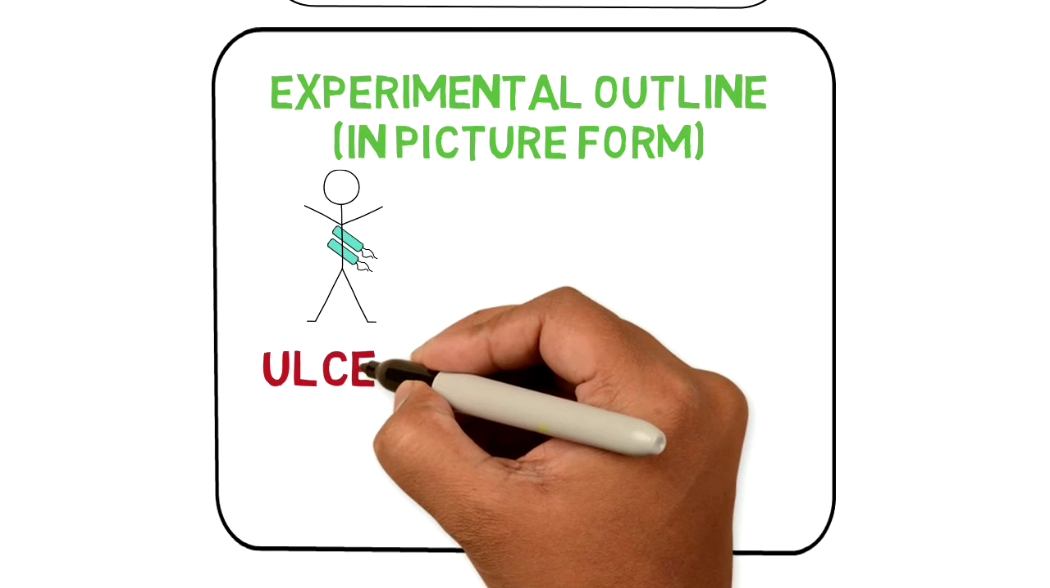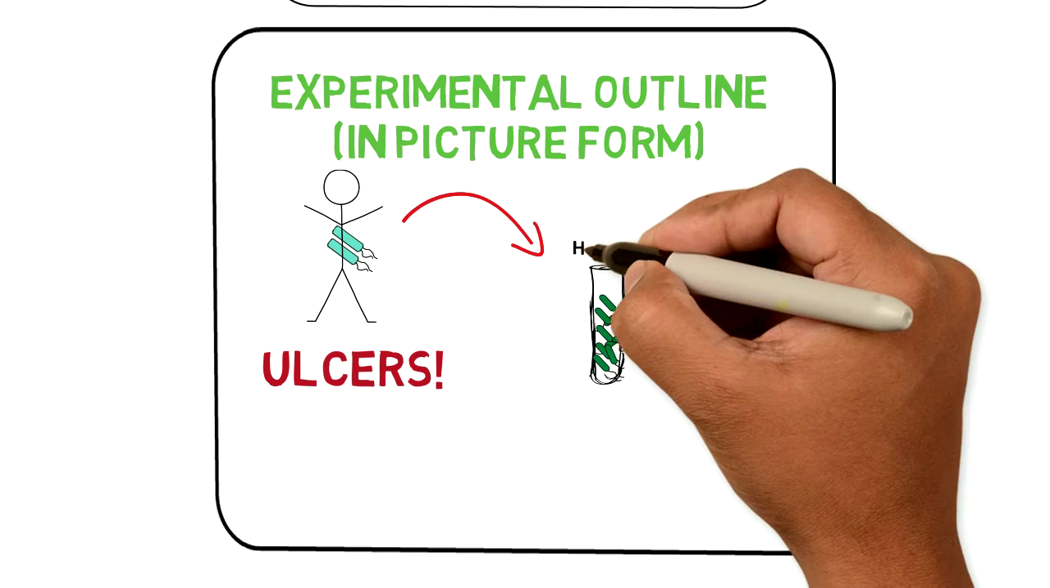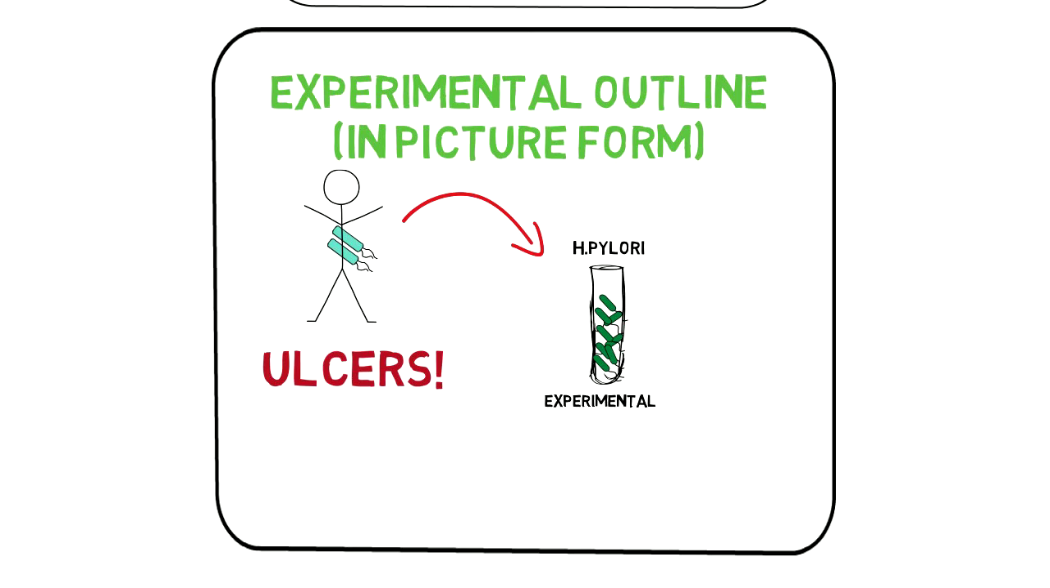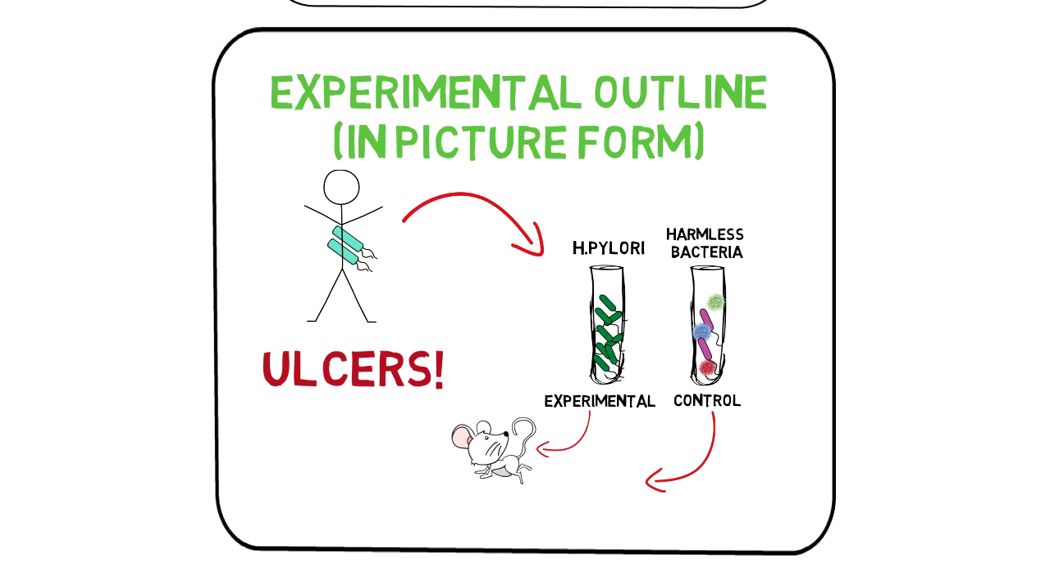For your experiments, H. pylori taken from humans with ulcers would be grown in the lab. These samples will become your experimental samples. For a control sample, you agreed to use harmless bacteria. Both samples would be implanted into two sets of mice, your experimental group and your control group.